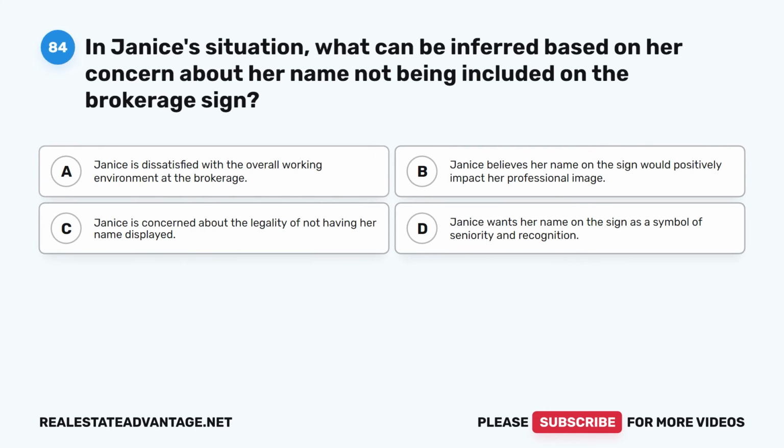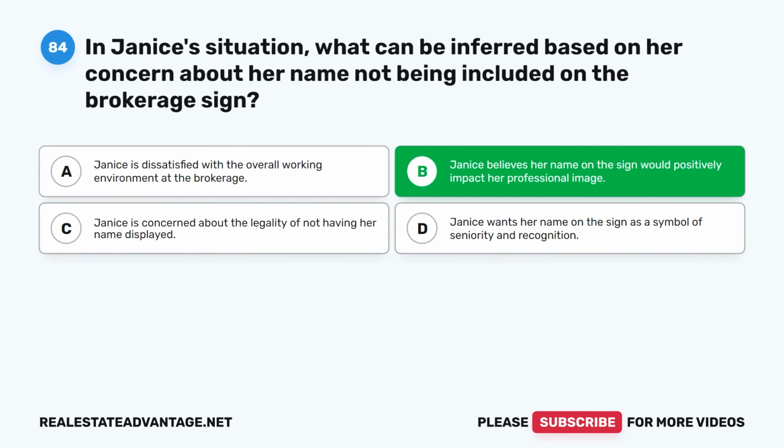Question 84. In Janice's situation, what can be inferred based on her concern about her name not being included on the brokerage sign? A. Janice is dissatisfied with the overall working environment at the brokerage. B. Janice believes her name on the sign would positively impact her professional image. C. Janice is concerned about the legality of not having her name displayed. D. Janice wants her name on the sign as a symbol of seniority and recognition. The correct answer is B.